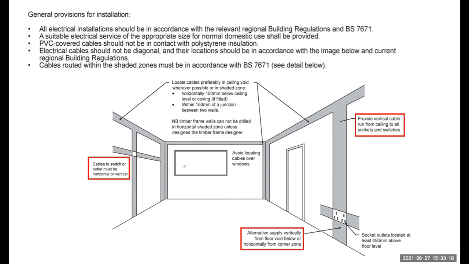One further note I would like to bring to your attention on this page is this note here. Timber frame walls cannot be drilled in horizontal zone unless designed by the timber frame designer. I don't think this is suggesting a stud wall, otherwise I think it would have said stud wall. I think this is more for a timber frame structure, one that would be purpose built. But it would be great to see some clarification on this from the LABC.